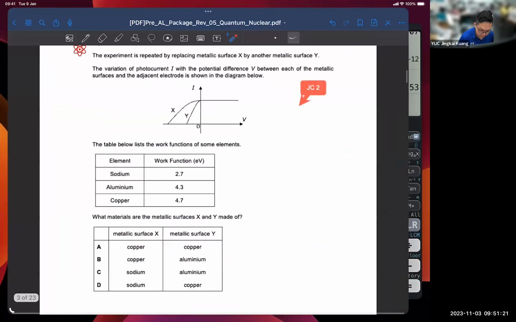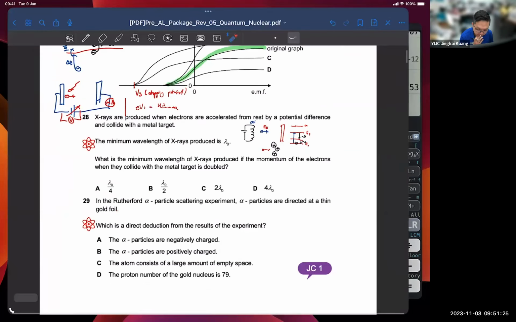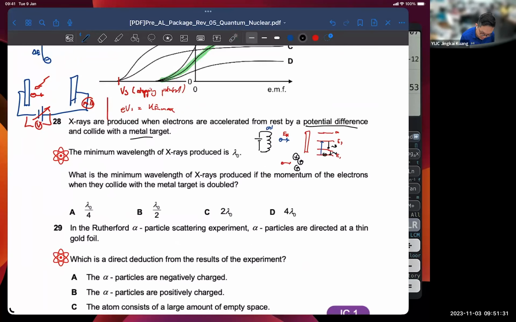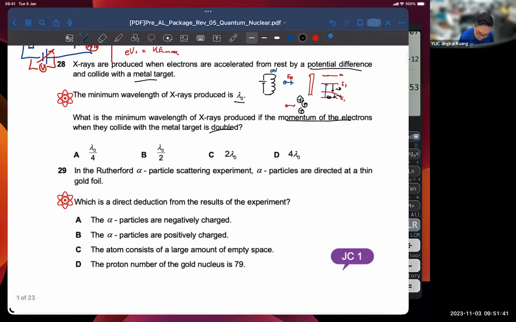So let's try this question for X-ray. X-rays are produced when electrons are accelerated from rest by a PD, so this is your accelerating potential. They collide with a metal target. The minimum wavelength of X-ray produced is lambda naught. What is the minimum wavelength produced if the momentum of the electrons is doubled? I might need more space, so let's start a new page here.